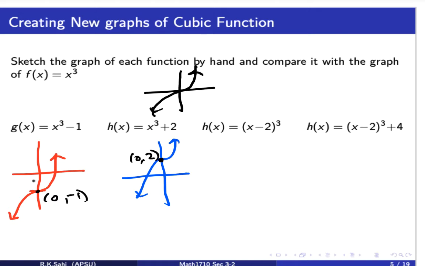Okay, let's look at the next one. Here we are having h(x) to be x minus 2 the whole cubed. Now notice the change is inside the parenthesis. That means the change is happening to the input. If you recall from your transformations, if the change is having an effect on the input, that means there are horizontal movements. So minus means that we are moving the original graph to the right by 2 units. That's what it means. Okay, so let's create the graph for this one.